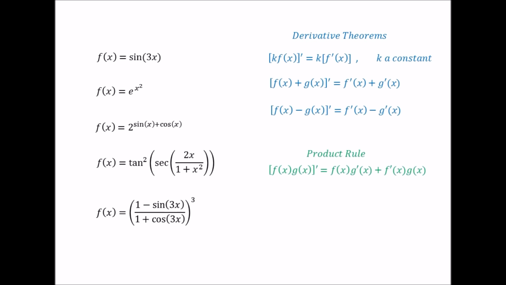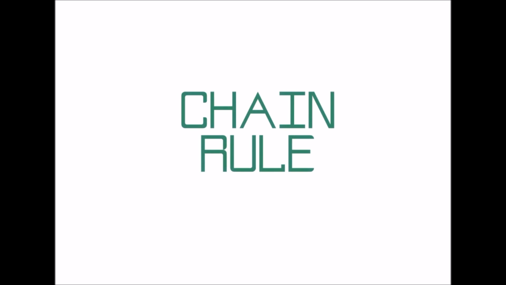Well, we clearly can't find the derivative of these by using any combination of basic derivative theorems, the product rule, or even a quotient rule. So we have to devise a new rule. And the rule we devise is called the chain rule. And in this video, which will be part 1 of a 2-part series, I will go over the derivation of this rule.